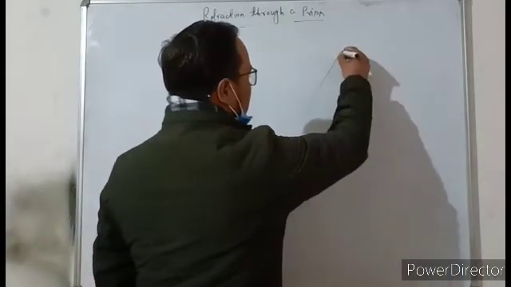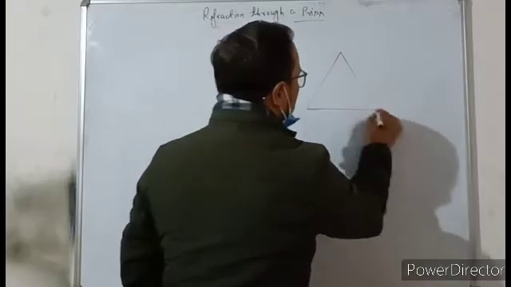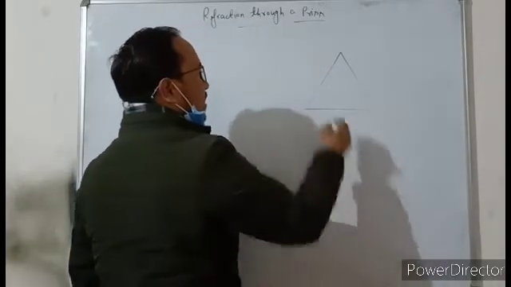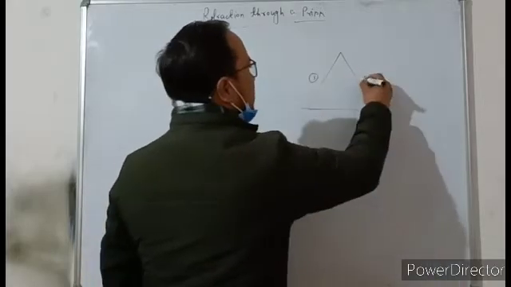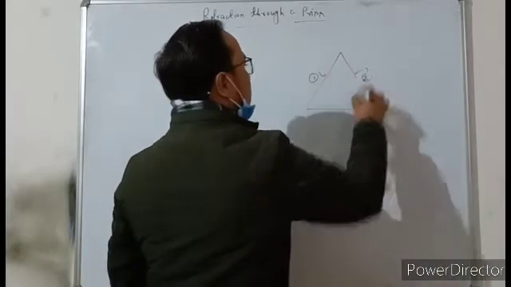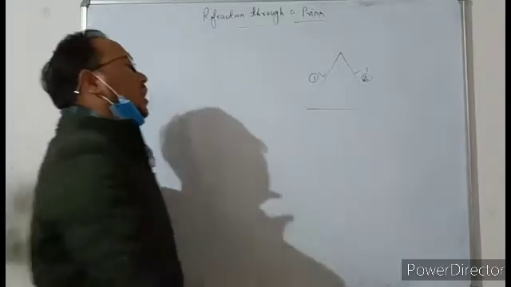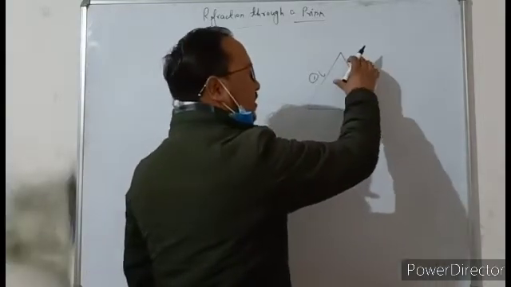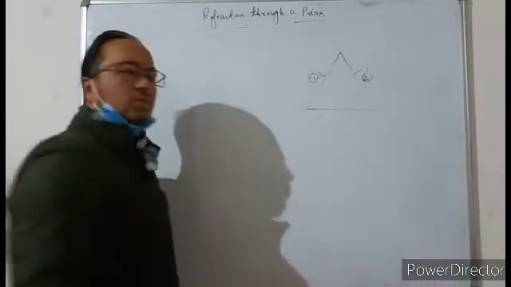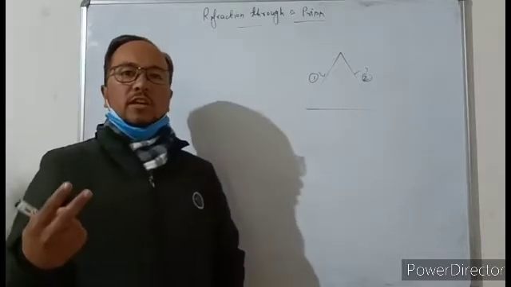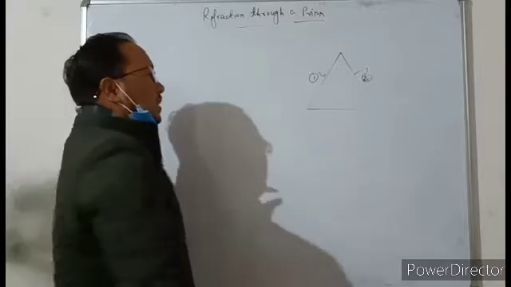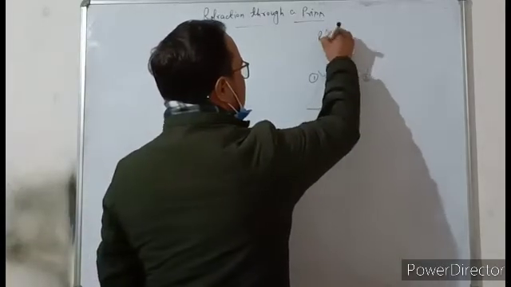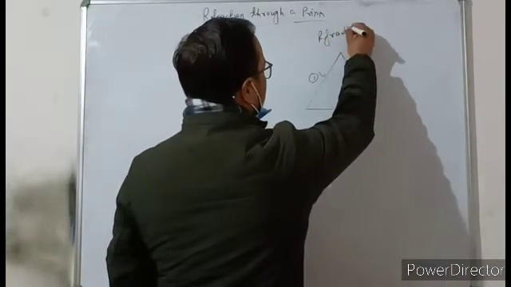and a prism has two refracting surfaces. Suppose this is the first refracting surface and this is the second refracting surface. Light enters through one surface and emerges out from the other surface. So understand that the prism has only two refracting surfaces. These are the refracting surfaces.